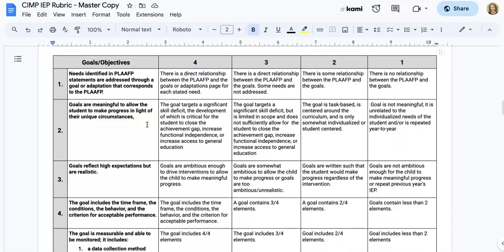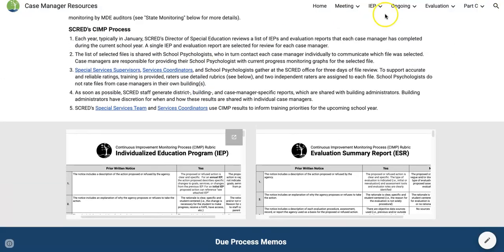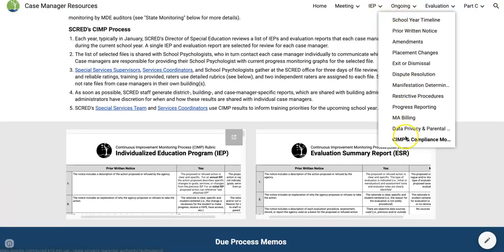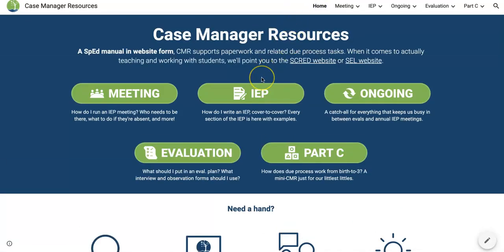So I'm not going to go through exactly how to use this or apply it to the goal that I wrote. I just want you to be aware that this is a resource that's available to you. And when those of us at SpEd engage in the CIMP process in January, that's the rubric that we're using when we go through your IEPs. So that concludes the big bulk of the training on writing compliant goals and objectives.